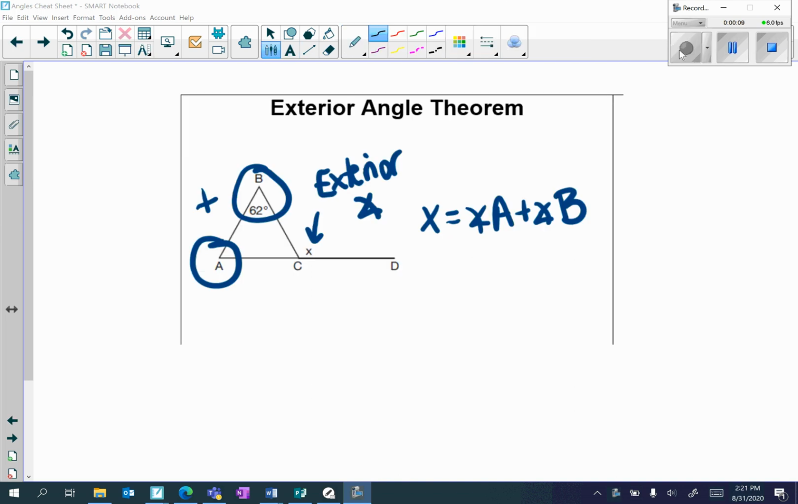First, we have the exterior angle theorem. Remember, the exterior angle is the angle outside of the triangle. Exterior meaning outside. So the exterior angle X is equal to angle A plus angle B, the two angles that are furthest from the exterior angle, which we call our two remote angles. X is equal to angle A plus angle B.